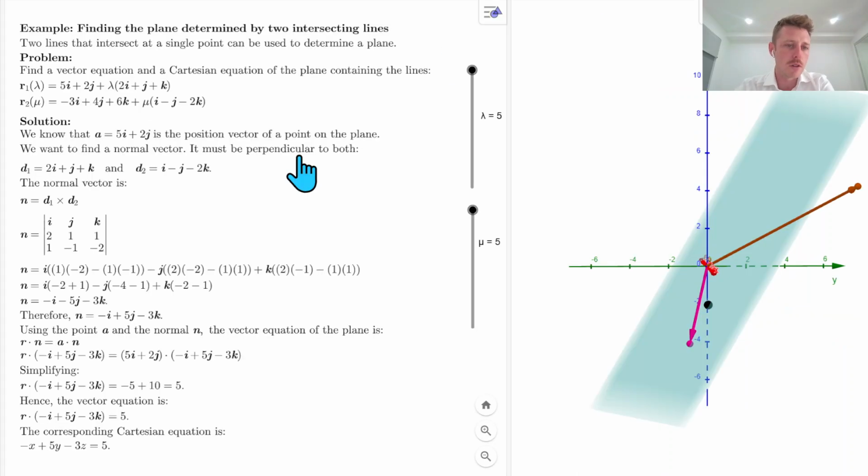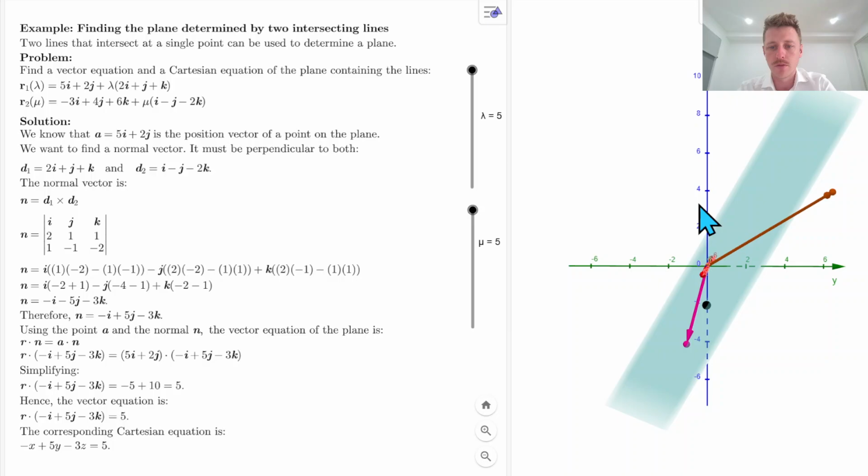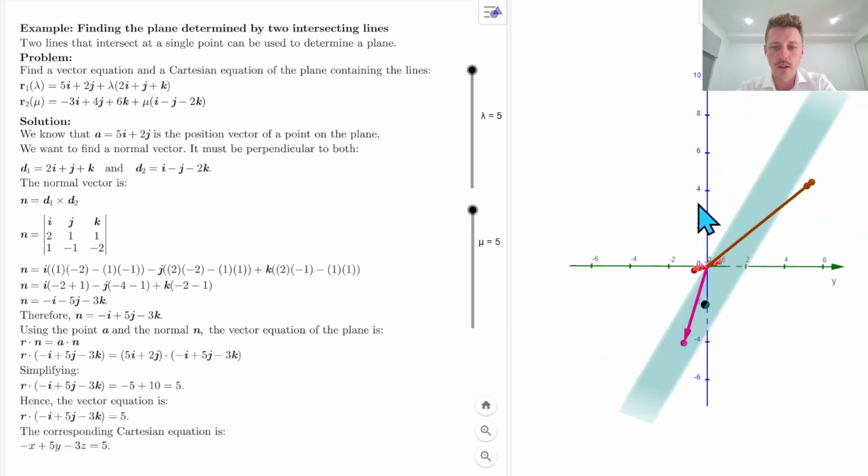Okay, last one. We've got to find the plane equation when you get given 2 intersecting lines. So let's look at this example. 2 lines that intersect at a single point can be used to determine a plane. Okay, so that should hopefully make some sense. Let's maybe get a picture in our heads of what's going on.